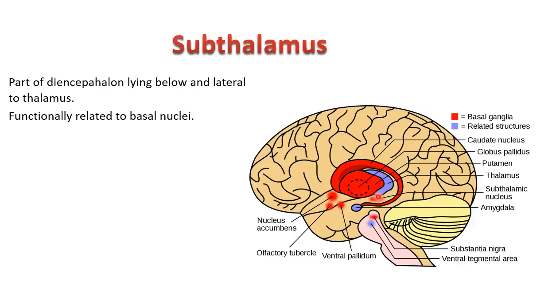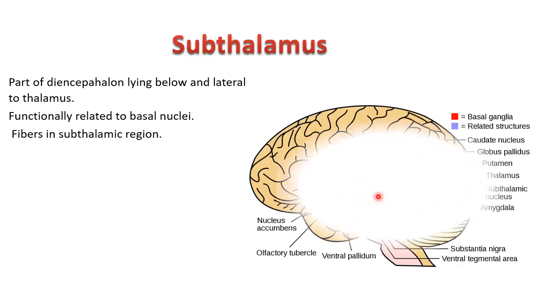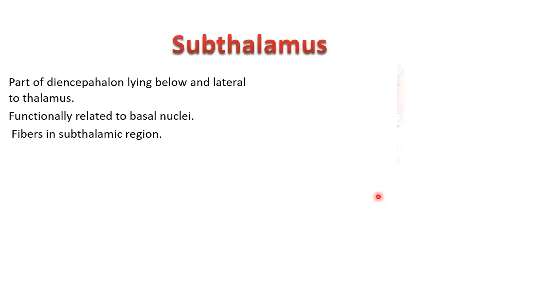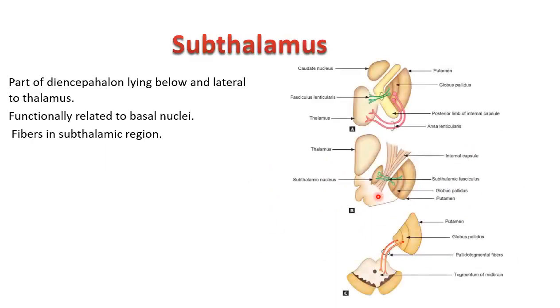So it mainly projects to the pars reticularis of the substantia nigra. Substantia nigra has got pars compacta in the front and pars reticularis behind. So I'm not going into more details of this. Just remember where the subthalamic nucleus is present. Now, the fibers in the subthalamic region are very important. Okay, so the fibers of the subthalamic region mainly consist of your ansa lenticularis and the fasciculus lenticularis. So here you are able to see the fasciculus lenticularis and ansa lenticularis.